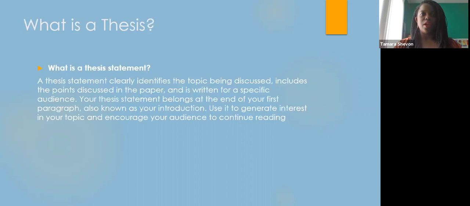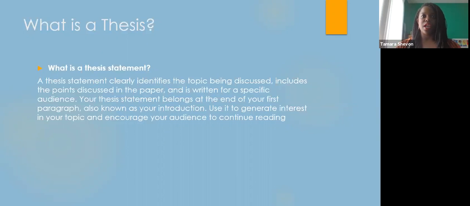So a thesis statement clearly identifies the topic being discussed. It includes the points discussed in the paper and is written for a specific audience. Your thesis statement belongs at the end of your first paragraph, also known as your introduction. Use it to generate interest in your topic and encourage your audience to continue reading.